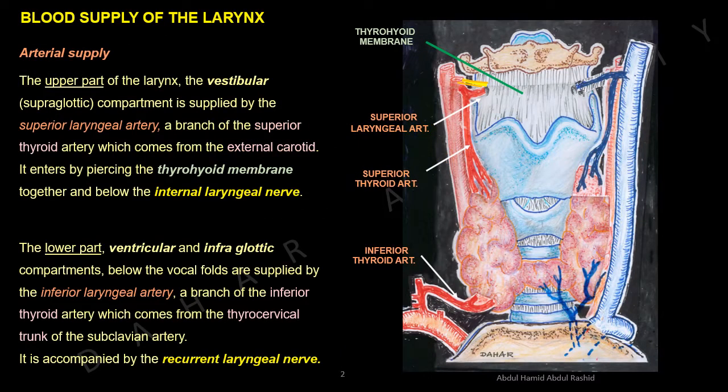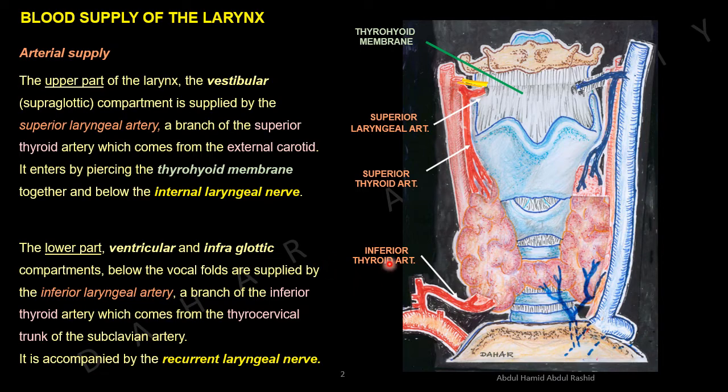Blood supply of the larynx. This is a diagram of the larynx, anterior view. As you know, the larynx consists of three compartments: upper or vestibular compartment, middle or ventricular compartment, and lower or infraglottic compartment. So let's talk about the arterial supply.